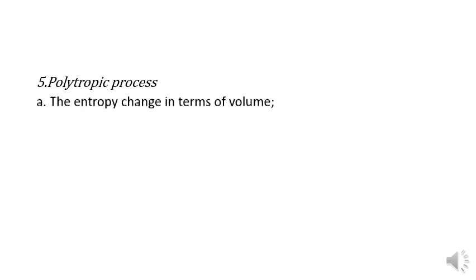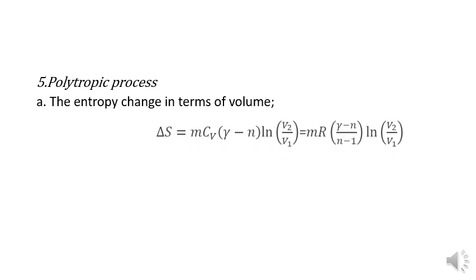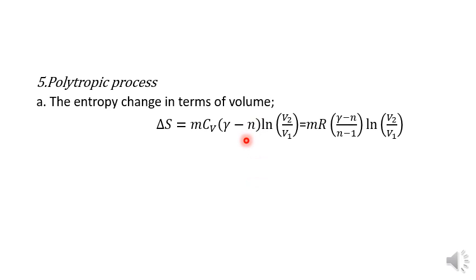In the polytropic process, here is the entropy change in terms of volume. We can write delta S is equal to mCv (gamma minus n) ln V2 by V1. Or we can write this Cv as R by, sorry, gamma minus 1. It is not n minus 1, it is gamma minus 1.